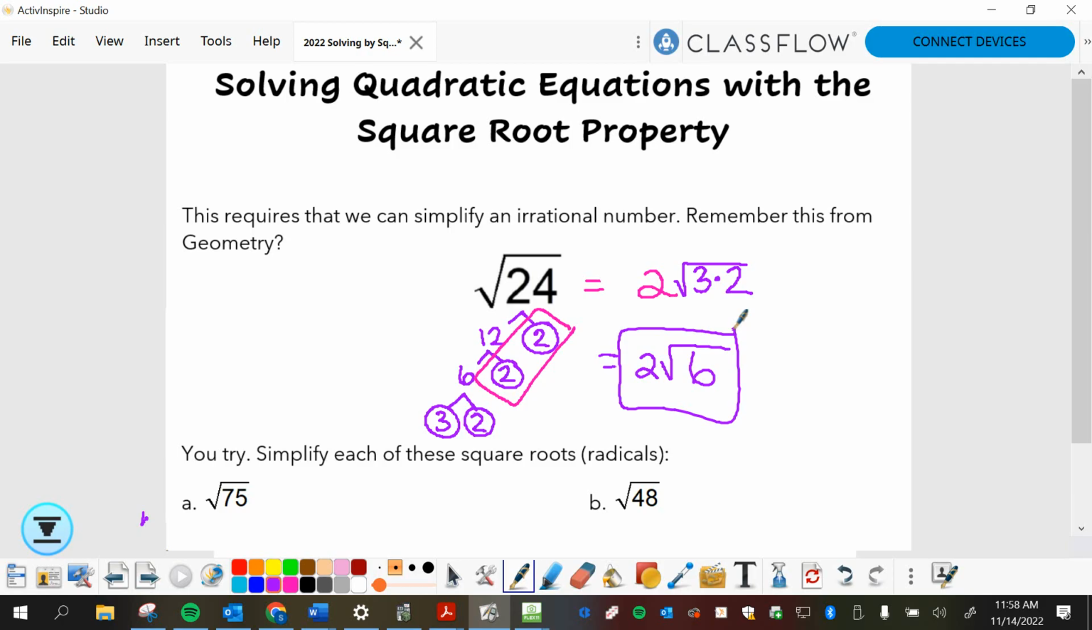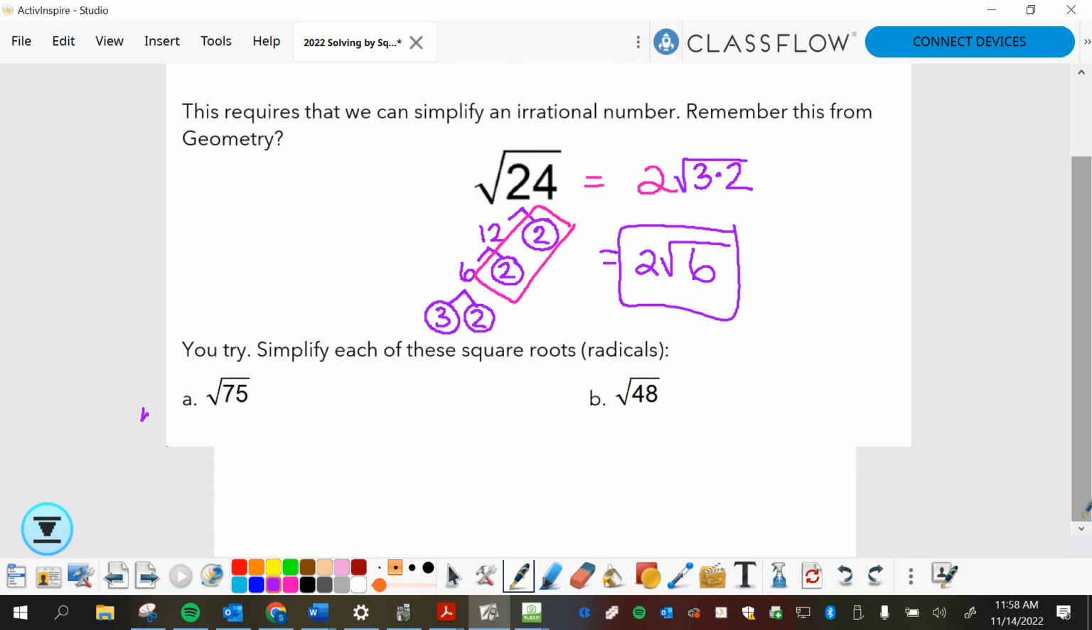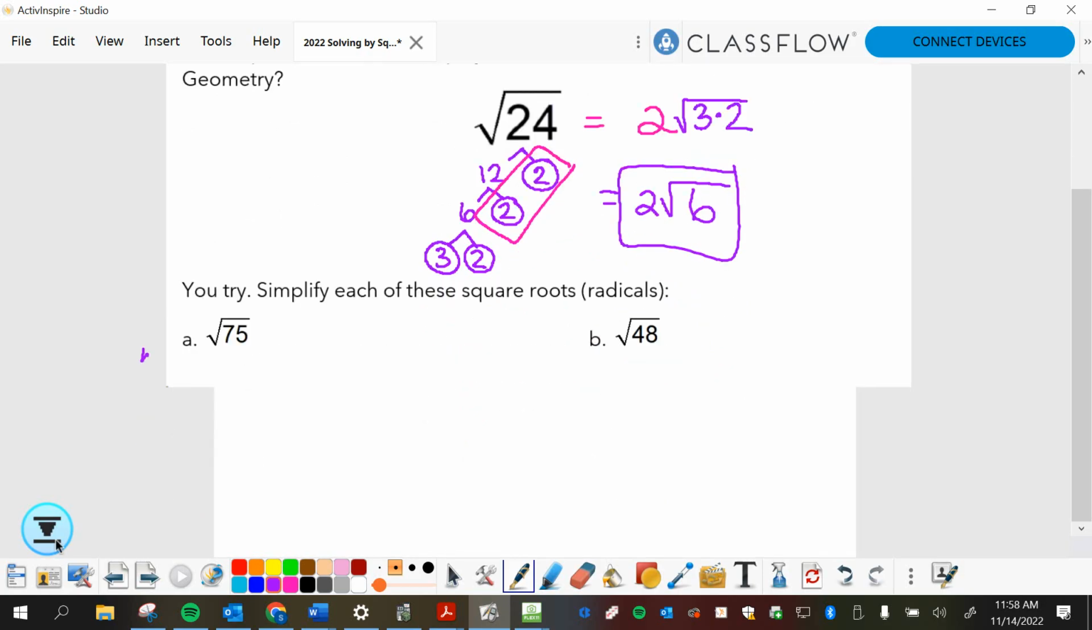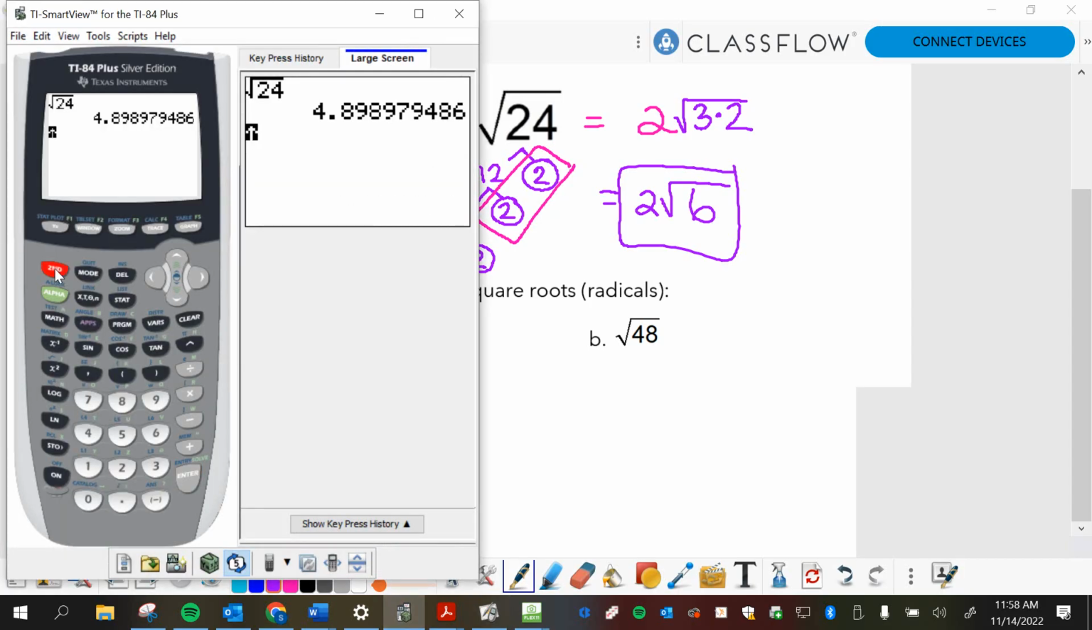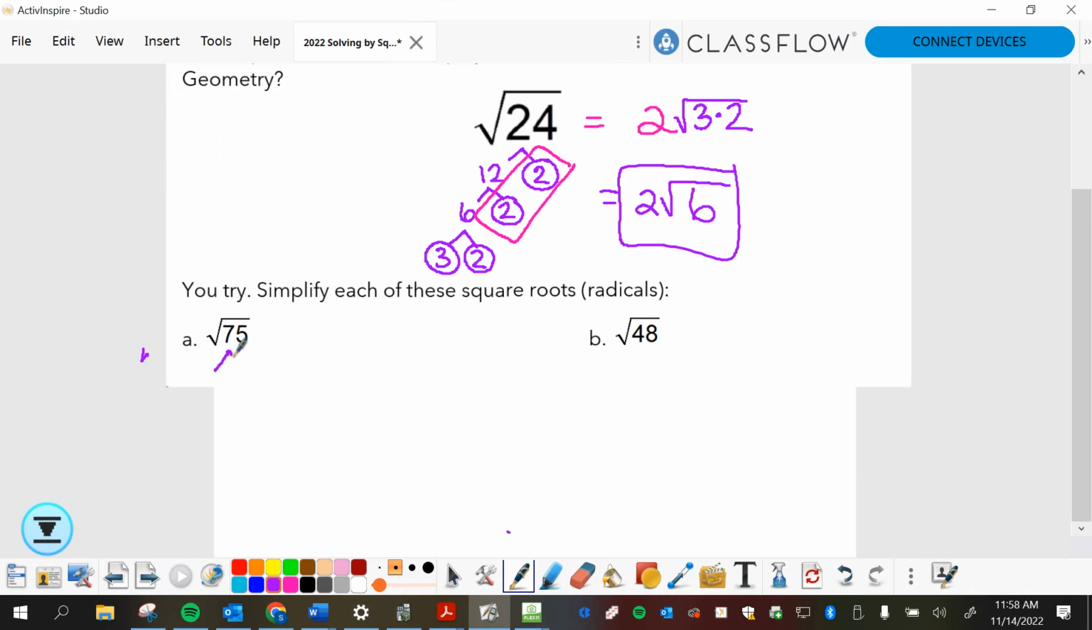All right, so let's try another one. So we've got the square root of 75. Okay? So we got to think, all right, obviously 75 is not a perfect square, right? We can check in our calculator, but we see it gives us a trash decimal, so it's not good. All right, so let's break that up. What times what makes 75? 5 times 15. Okay, 5 times 15. You could also do 25 and 3.